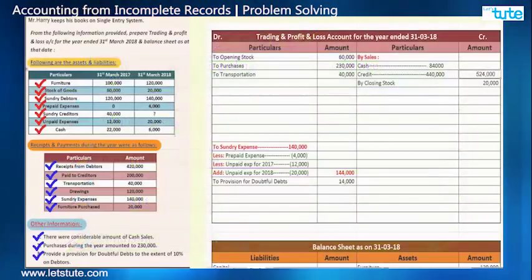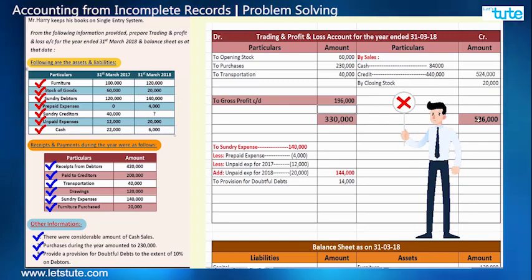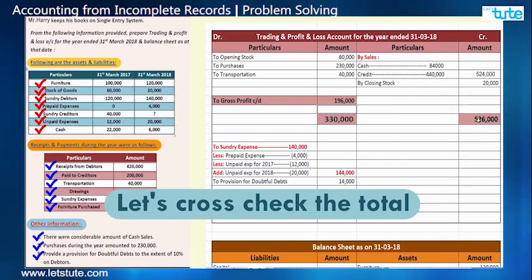On the credit side we get 5,26,000, and on the debit side we get 3,30,000, and thus gross profit equals 1,96,000. Something is wrong here. Gross profit can't be so much less. Let's do the totals again. Oh no, I counted it as 2,000.